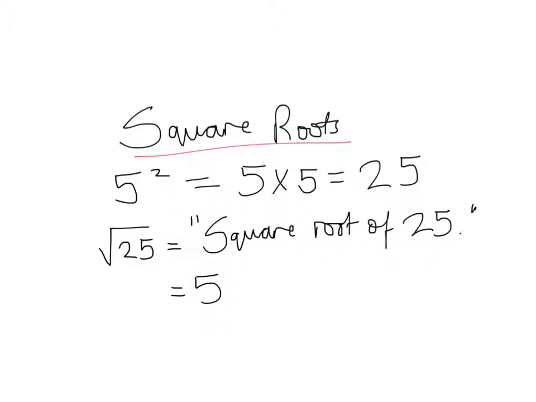Finding the square root is the reversal of what we've been doing before, finding the square of a number. It means that if you see this symbol, that means you're finding the square root of the number beneath it. And if you know that 5 multiplied by 5 is 25, then the square root of 25 is 5.